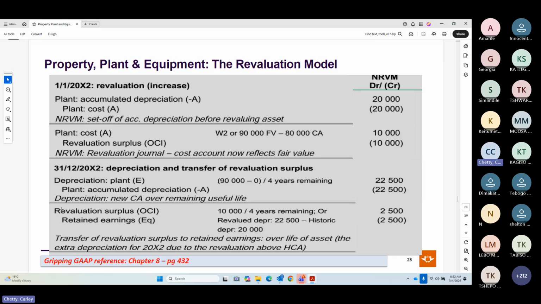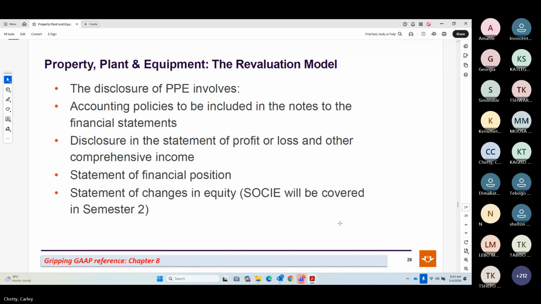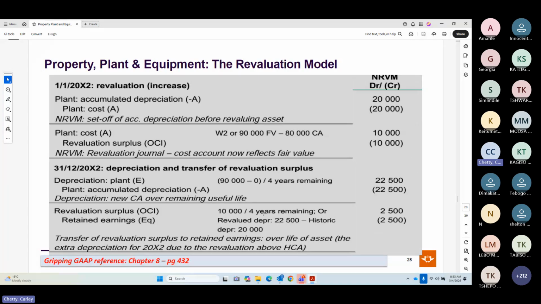So here we're going to debit revaluation surplus. We are reducing the revaluation surplus account and we are crediting retained earnings. So our revaluation surplus account is getting smaller, but our retained earnings account is getting bigger, and the amount is 2,500 Rand. So we're transferring the revaluation surplus to retained earnings. Okay. So this example is a good one because it shows the whole process.